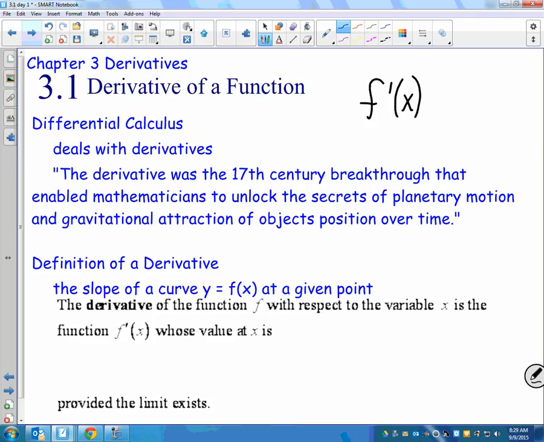F prime of x, that's what we say, it means derivative. And the definition of a derivative is that limit thing that we've been doing. So now we can say, instead of saying the slope of the curve, or the slope of the tangent line, f prime of x equals the limit as h approaches 0 of f of x plus h minus f of x all over h, provided the limit exists.